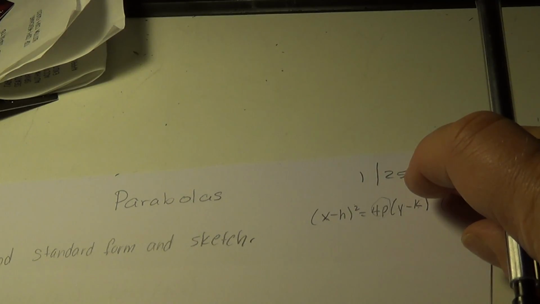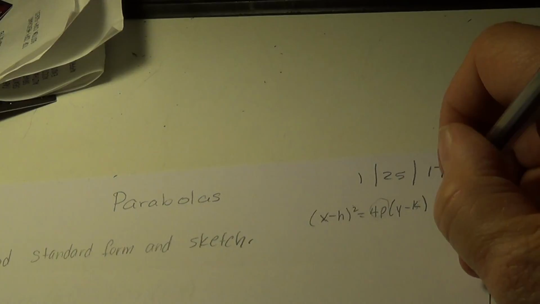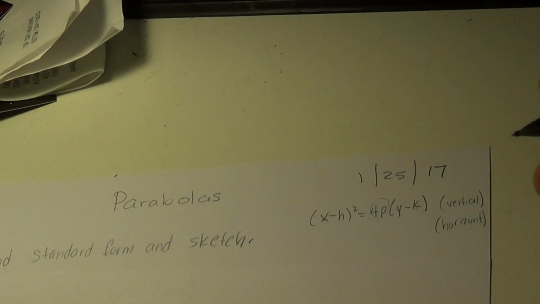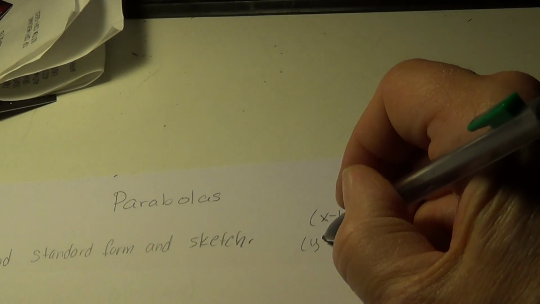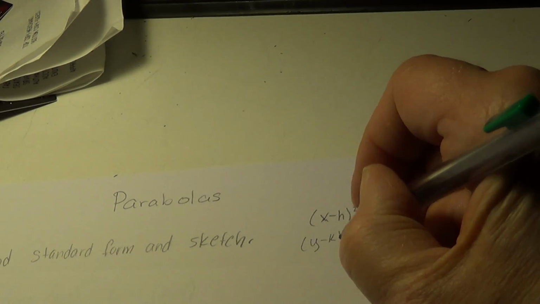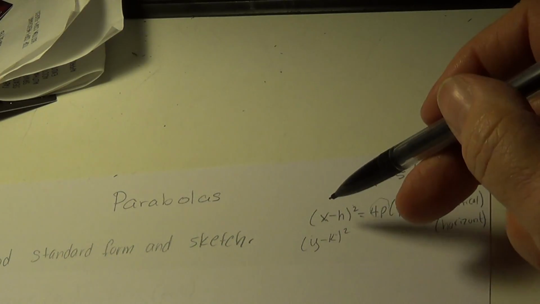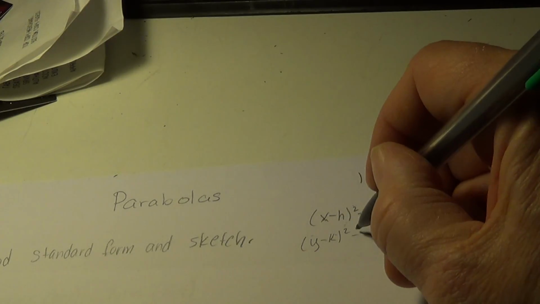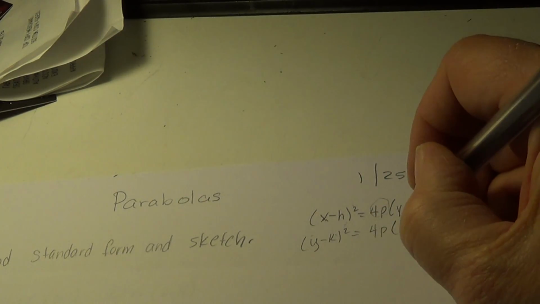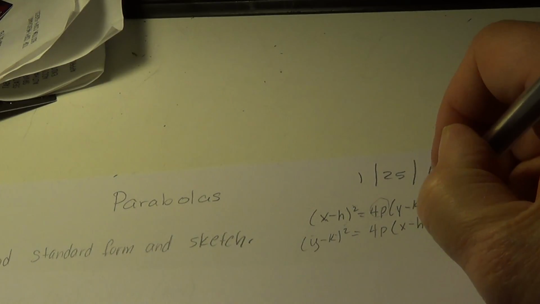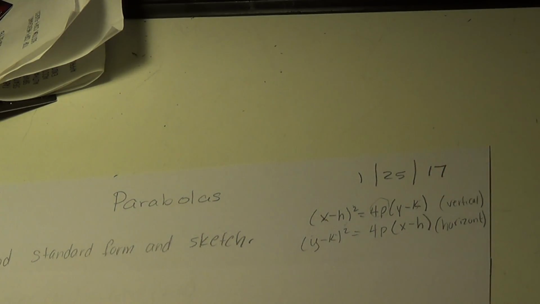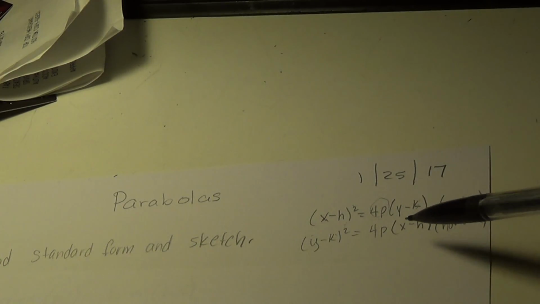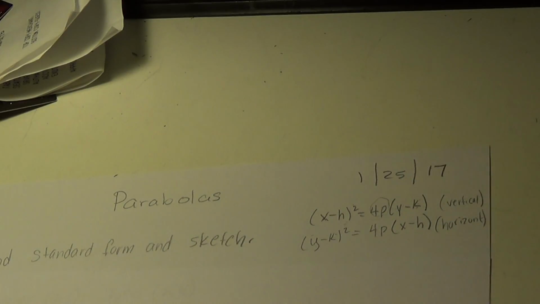Then if we have the horizontal one, its formula is (y minus k) quantity squared. We still are associating k with y, but this time the y term is squared and the x term is not. That's where we have a horizontal parabola. Here, if 4p is positive, it opens to the right. If 4p is negative, it opens to the left.